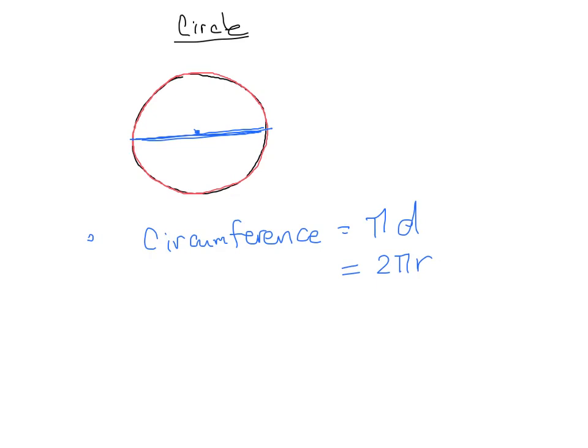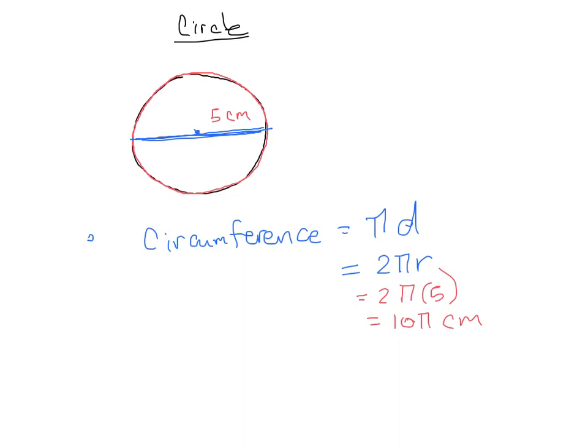So for example, if this were 5 centimeters, our circumference here would be 2 times pi times 5, which would be 10 pi. And that would be in centimeters. So that's how you find the circumference of a circle.